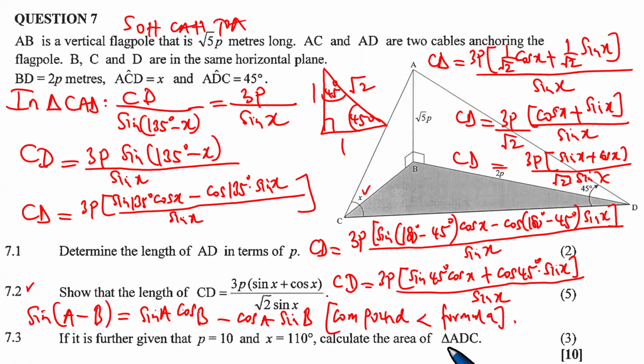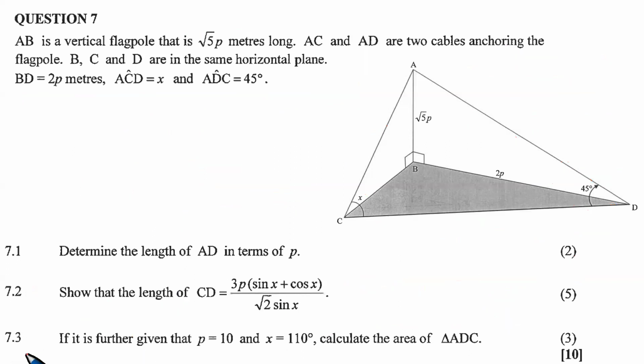In the absence of a question, we move to the next point. Next question, 7.3. If it is further given that P is equal to 10, X is 110 degrees, calculate the area of triangle ADC. So you need the area of the triangle ADC.